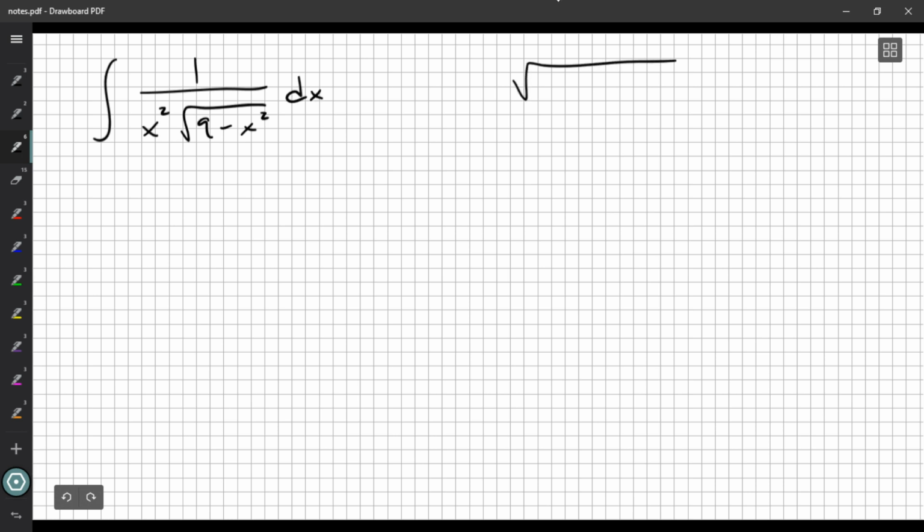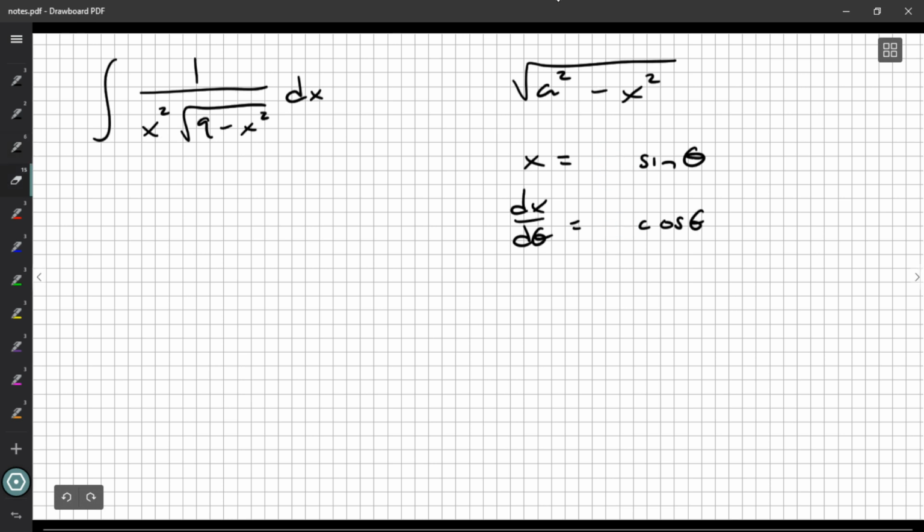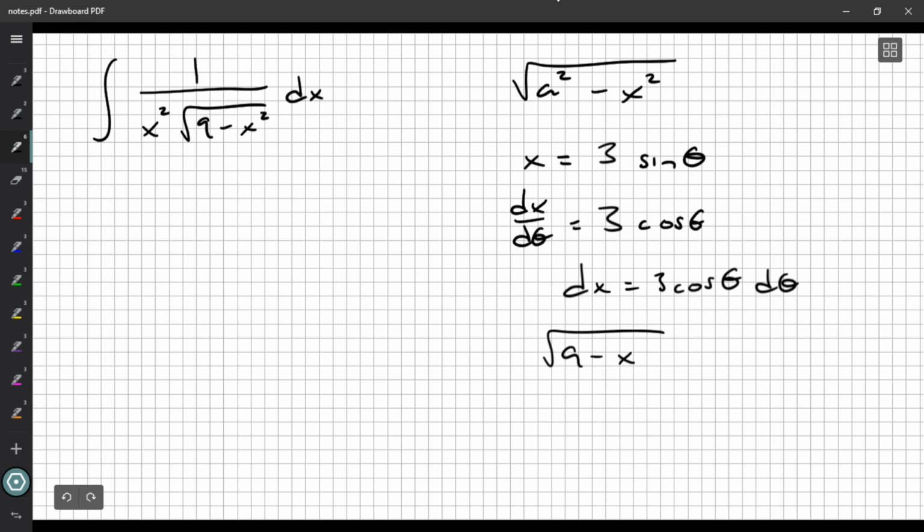Okay. So since we're looking at something of the form a squared minus x squared, where in this case a is 3, we should substitute x with a sine theta. Then our dx by d theta will be a cos theta. And in this case, a is just 3, because it's the positive square root of 9. So dx would be 3 cos theta d theta, and quite nicely, this square root of 9 minus x squared simplifies to just 3 cos theta as well.